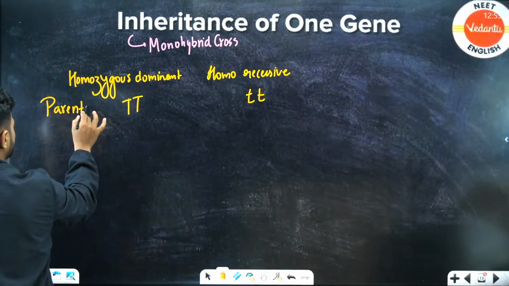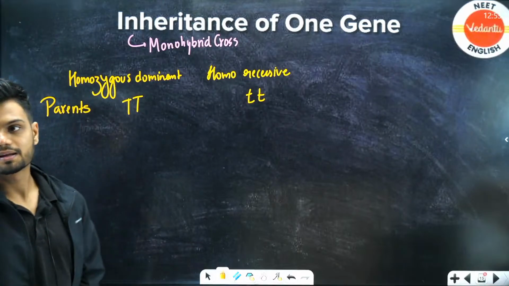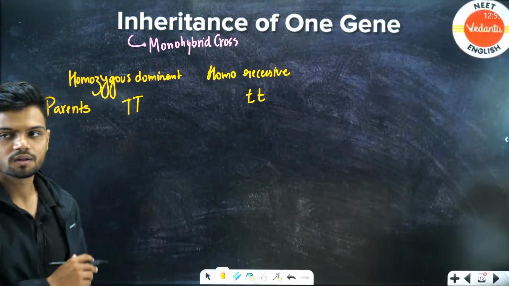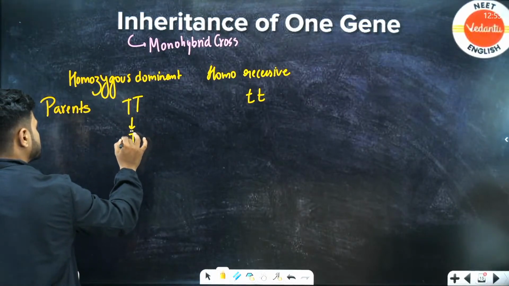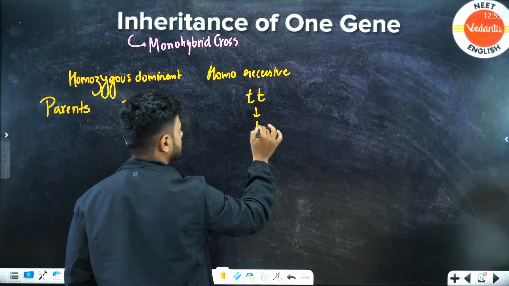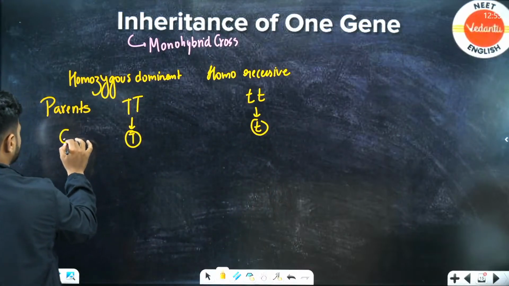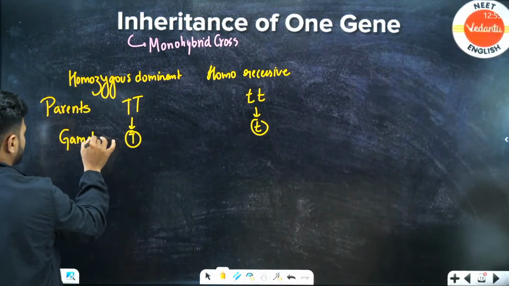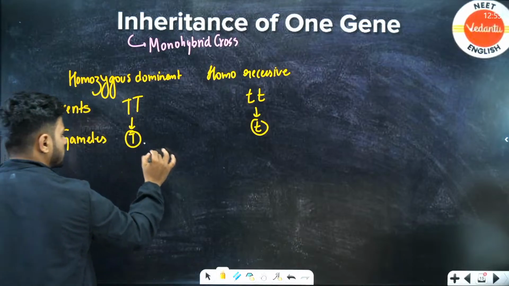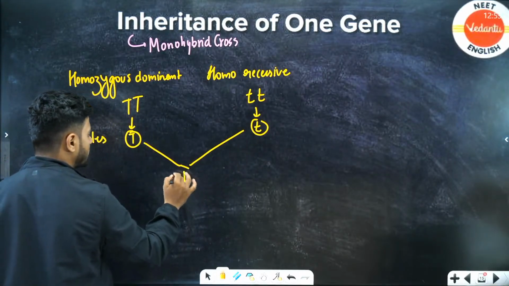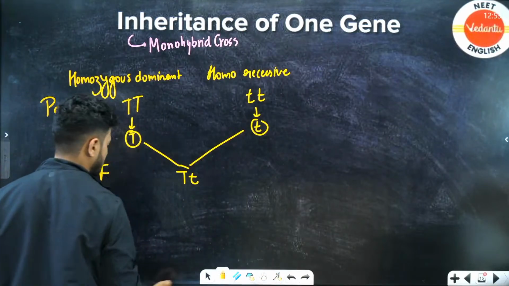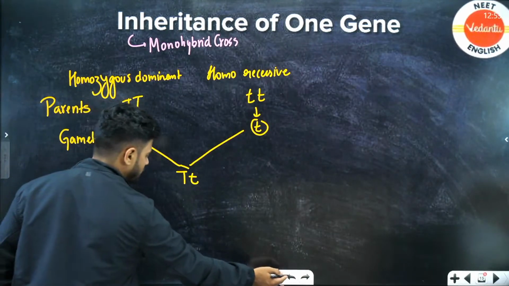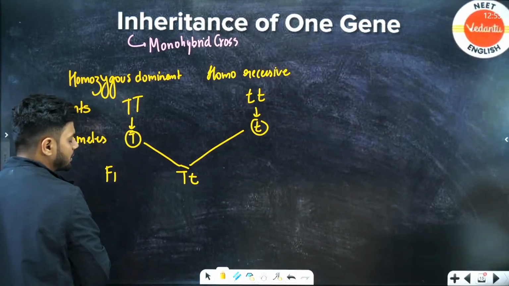Now, what is the second step, students? The second step is cross pollination. But before that, we need gametes. This is the gametes. Now we have crossing, and we end up getting capital T, small t. This right here is the F1 plant, capital T, small t.